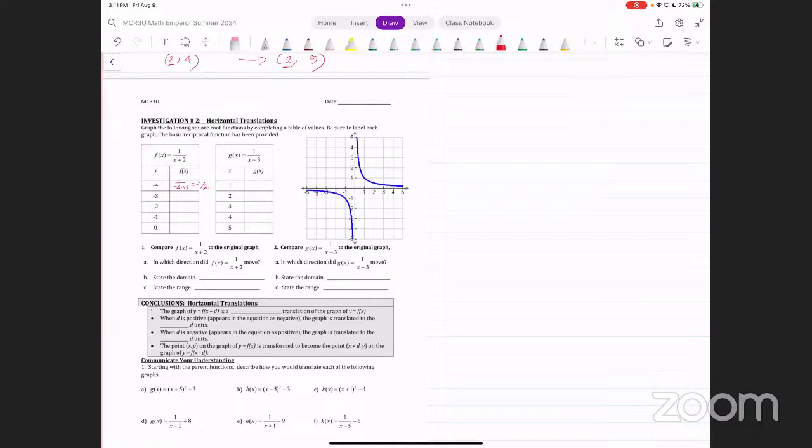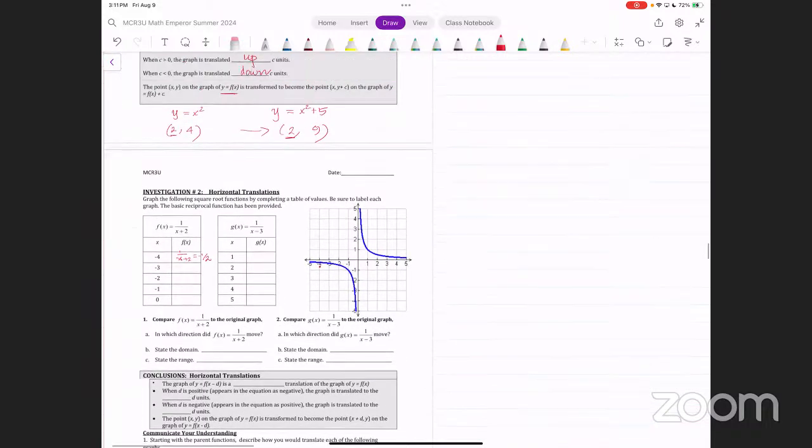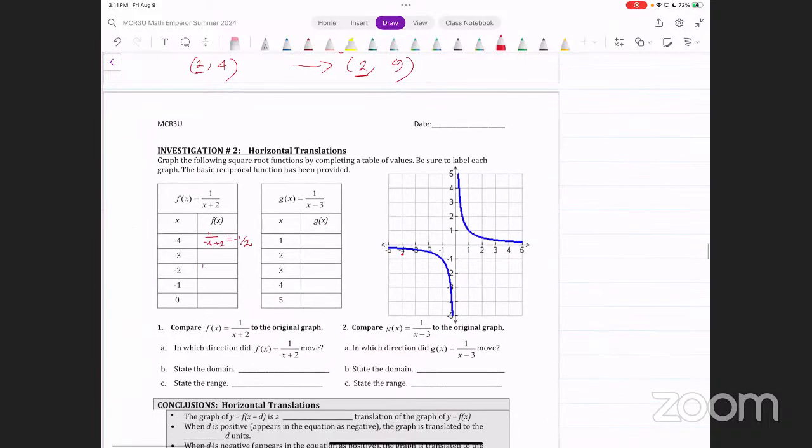For -2, when I put it in my calculator, I thought not there. Sorry, which one? When you put -2 for which one? The first. Yes, so that is undefined. You can't do 1 divided by 0, can you? So that's undefined. So what do you get? -3? It's -1, isn't it? Yeah. Okay, and then -1 is going to be -1 plus 2, which is 1, isn't it? Yeah. 0 is going to be 1/2, right?